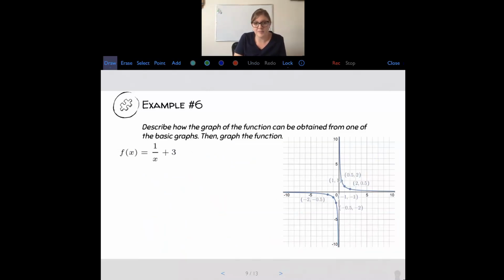So we have our parent function of the rational function, f of x equals 1 over x, plus 3. So all that we have here is it's going to go up 3 units. Okay, so I'm going to take my points and I'm going to go up 3. So instead of 2, this is going to go to 5. Instead of (1, 1), this is going to go to (1, 4).